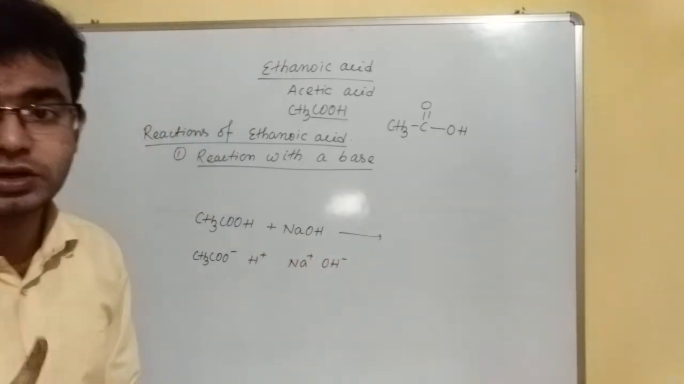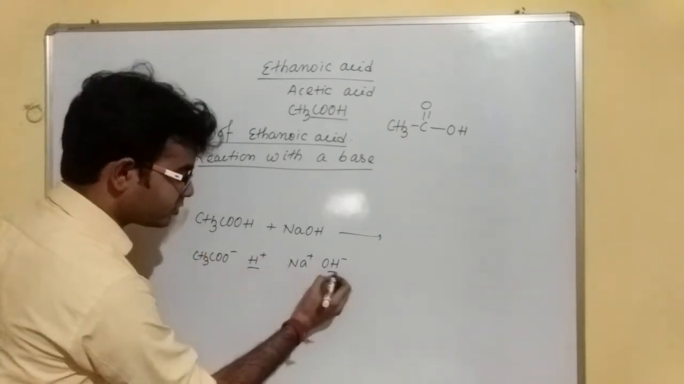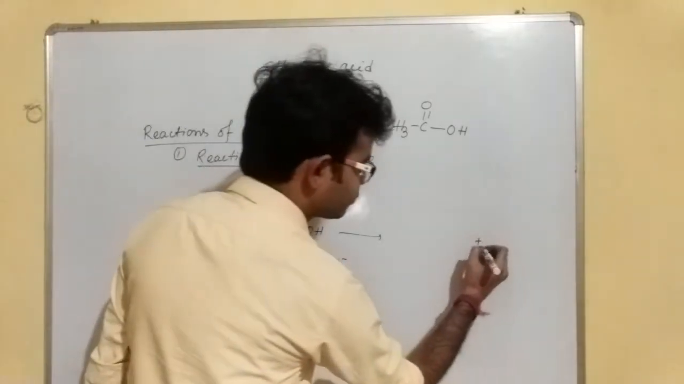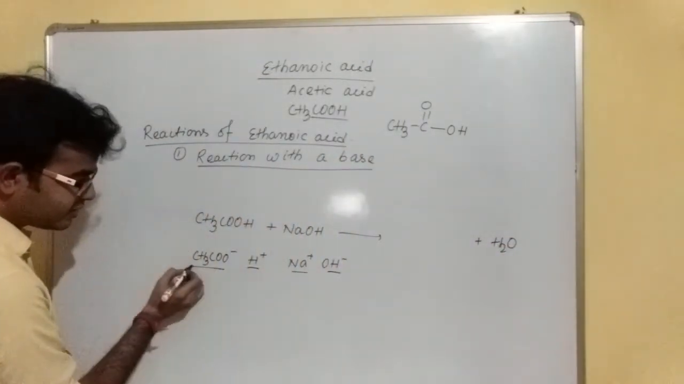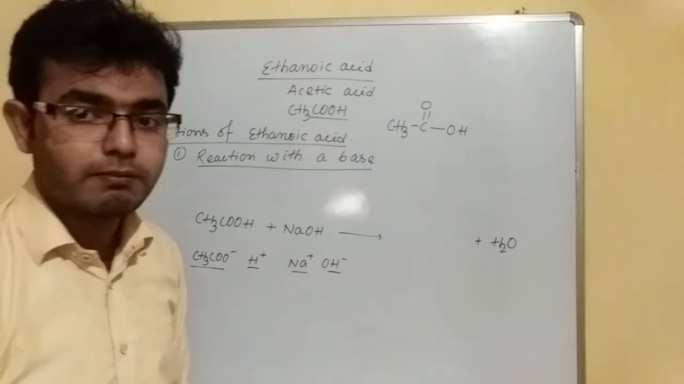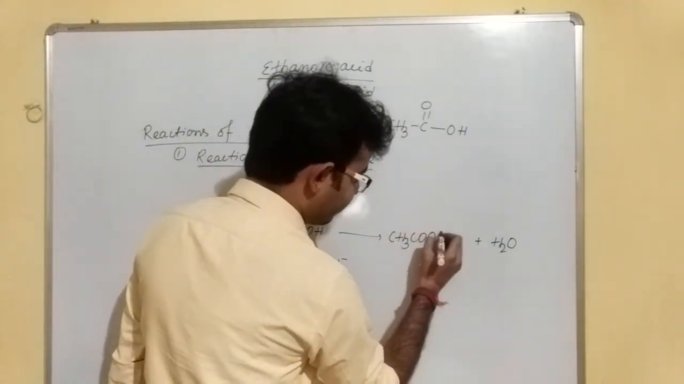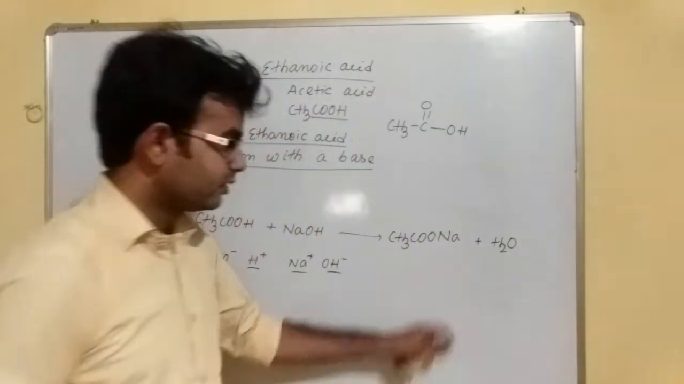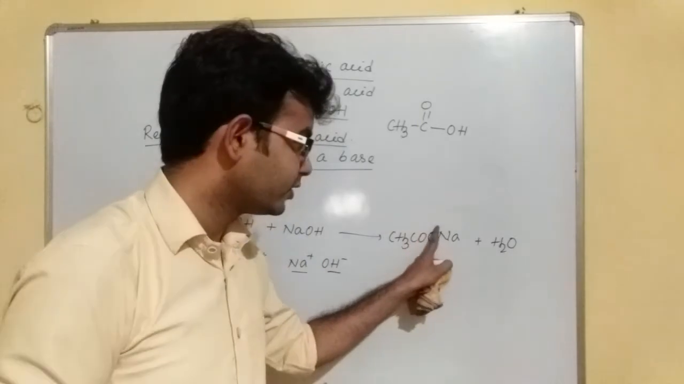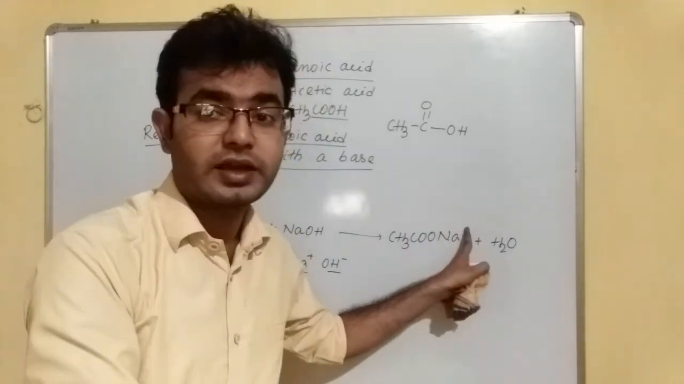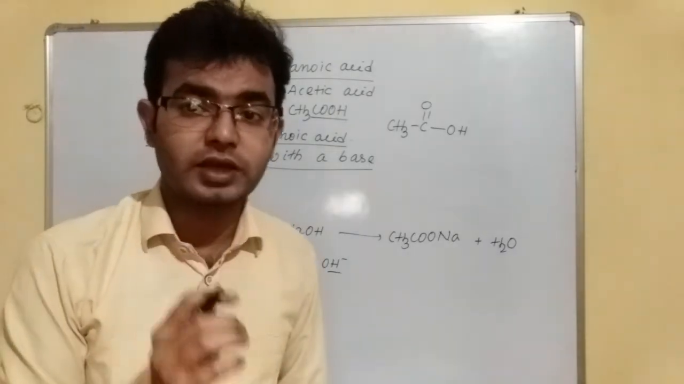To get the product, you have to just exchange the ions. Here H plus and OH minus will combine to form H2O. And Na plus and CH3COO minus will combine to form CH3COONa. This is written in this form, where the anion is first and the cation is after that. But remember, while writing the name, we have to write the name of the cation first.